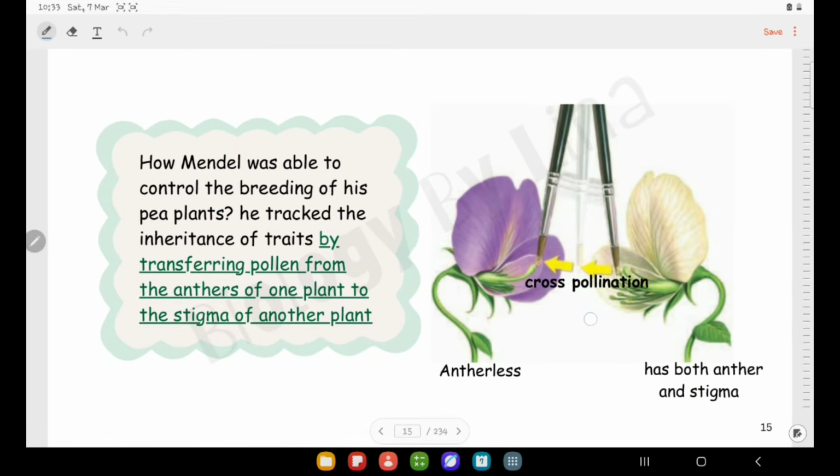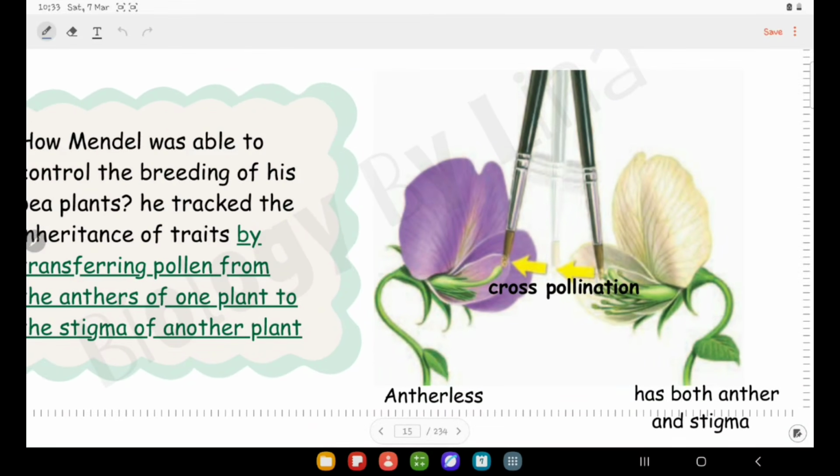This figure is also an important figure. If we talk about what Mendel did, we said he removed the anthers from the flower of the plant. So which one here has the anther removed? This one has the anthers. Okay, you can see them. These are the anthers, which are the male part. And here we have the stigma, the female part.